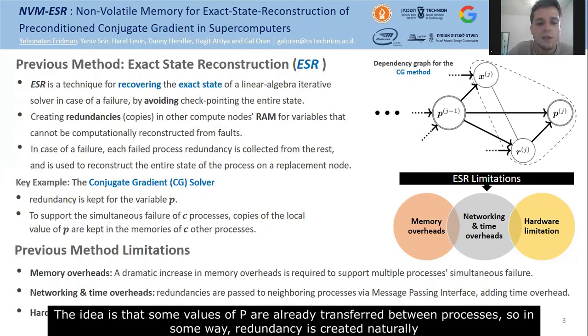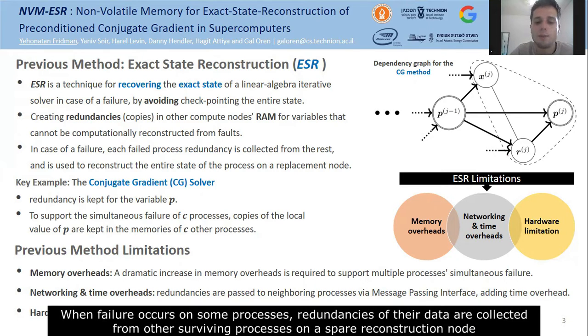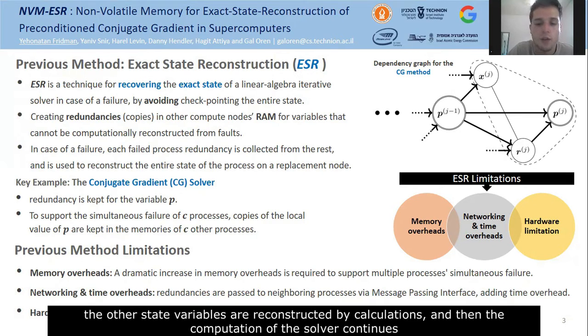The idea is that some values of P are already transferred between processes, so in some way redundancy is created naturally. When failure occurs on some processes, redundancies of their data are collected from other surviving processes on a spare reconstruction node. The other state variables are reconstructed by calculations, and then the computation of the solver continues.